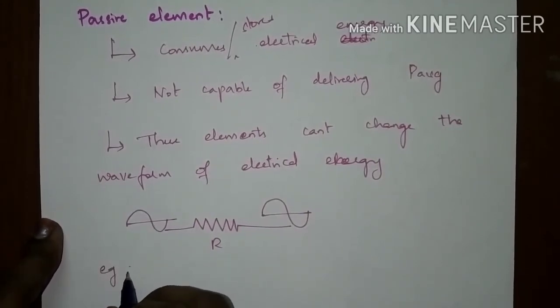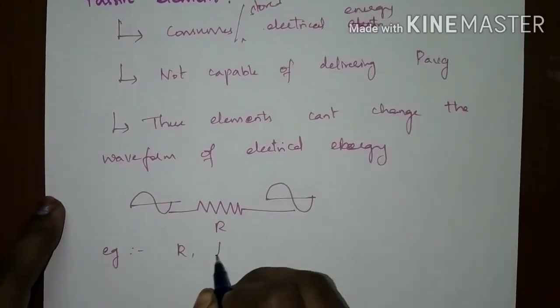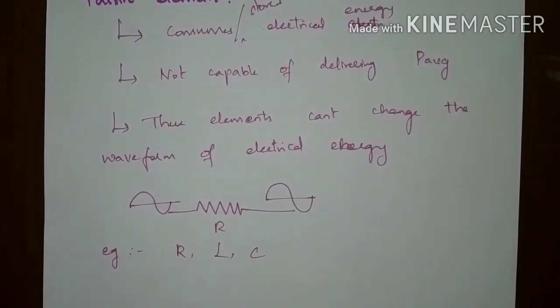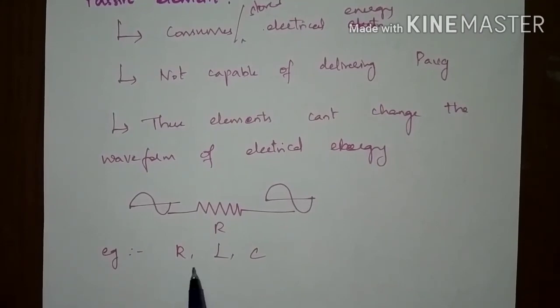Examples of passive elements are resistor, inductor and capacitor. Those are the elements in which the shape of the electrical energy would not change after passing through it. Inductor and capacitor store energy into it but deliver it after some period of time. These are the examples of the passive element.